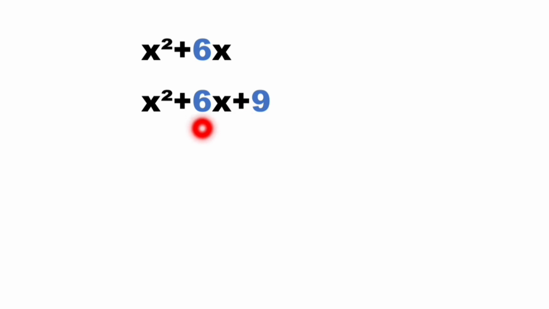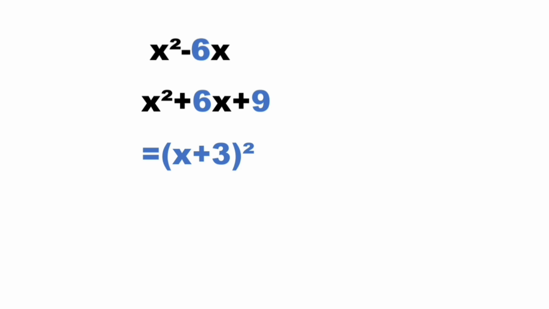9 is from 6 divided by 2, the middle term, 6 divided by 2 is 3, and 3 squared is 9. Then we can now factor this as (x plus 3) squared. And if we have x squared minus 6x, we have a minus here. Our middle term is minus 6x, so x squared minus 6x plus 9. And the factor becomes a minus also, (x minus 3) squared.